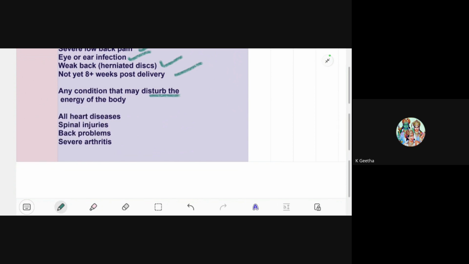Any condition that disturbs the energy of the body could be anything: the environment, the geographical region, climatic problems, or the situation you are in, like if someone is disturbed because of personal problems and is not able to take it properly. I mean, not able to register what has happened or what is going on around him or her. So in that condition, don't allow them.